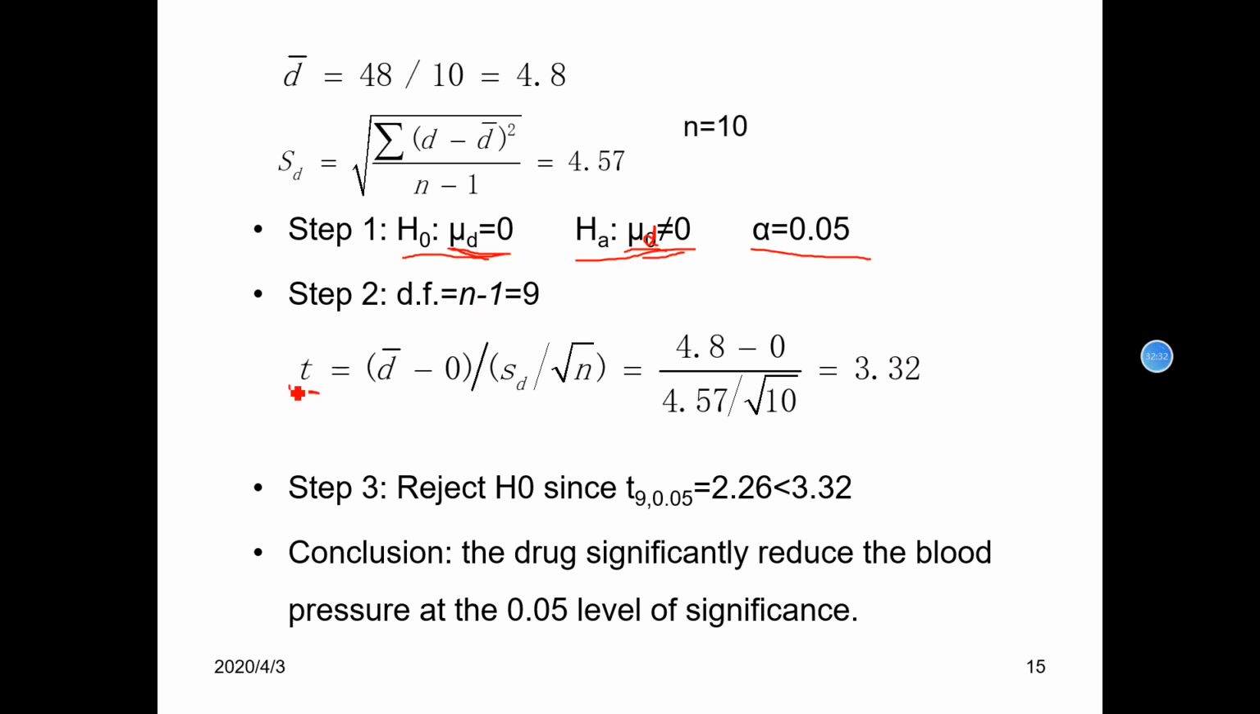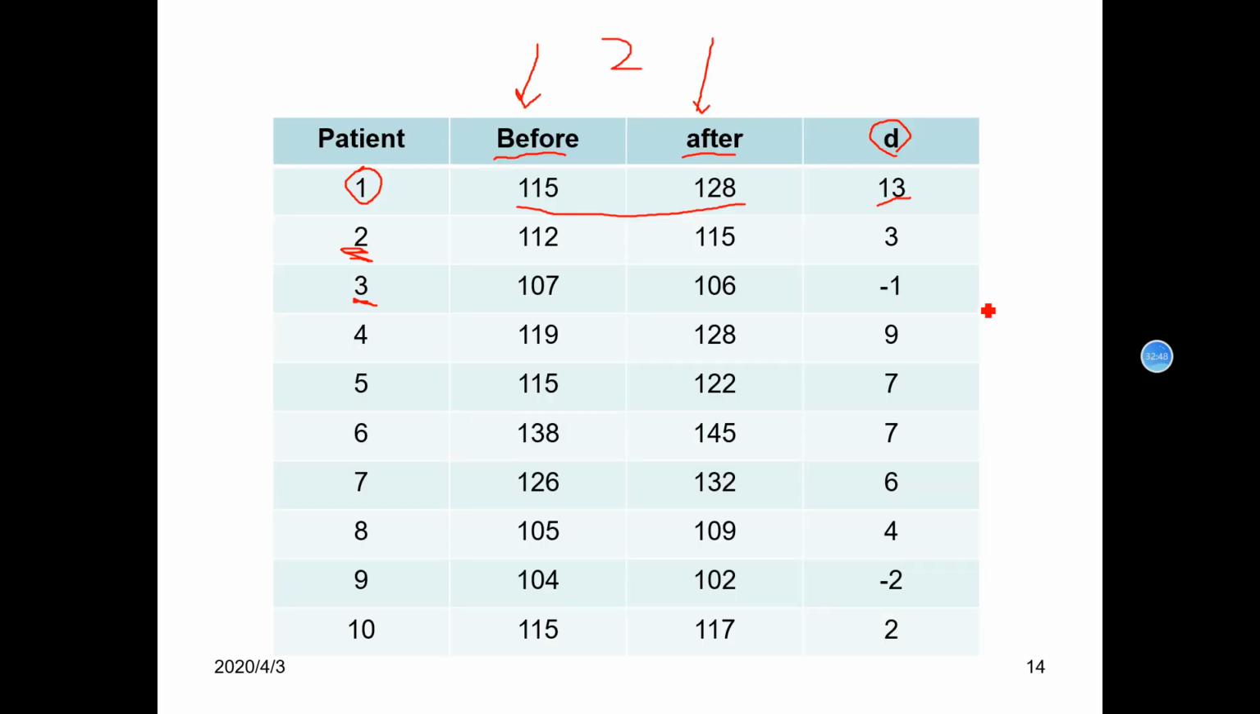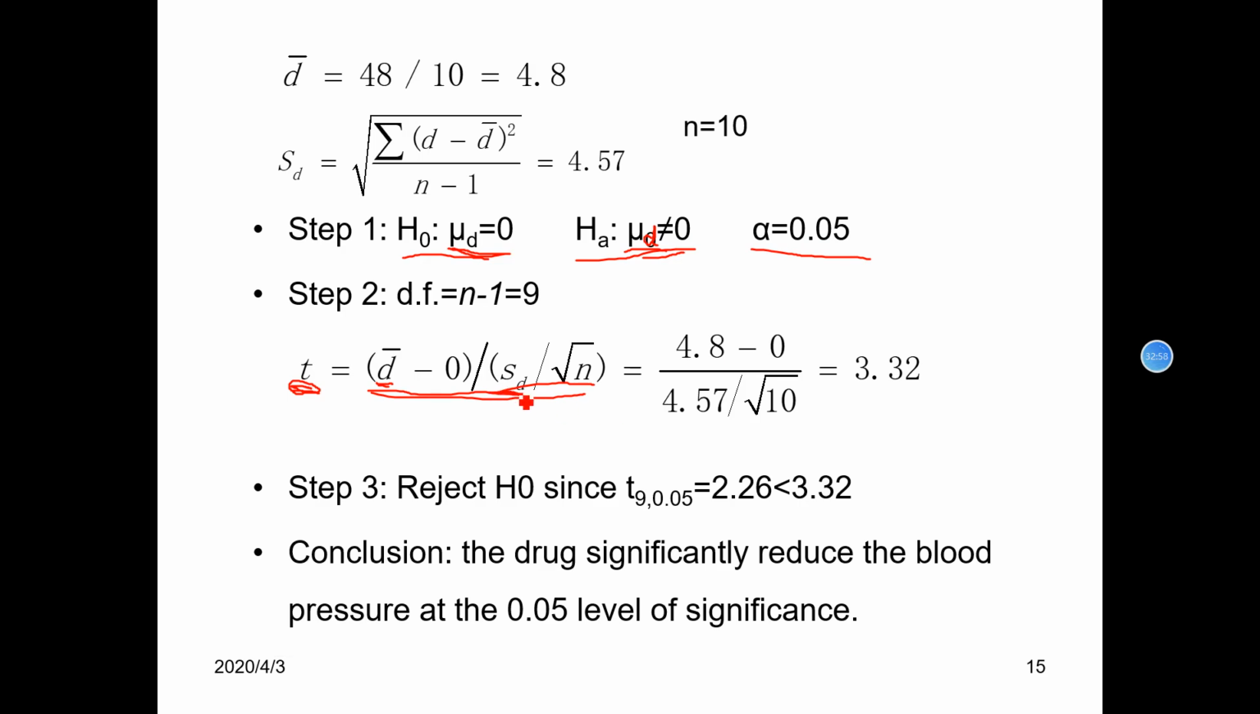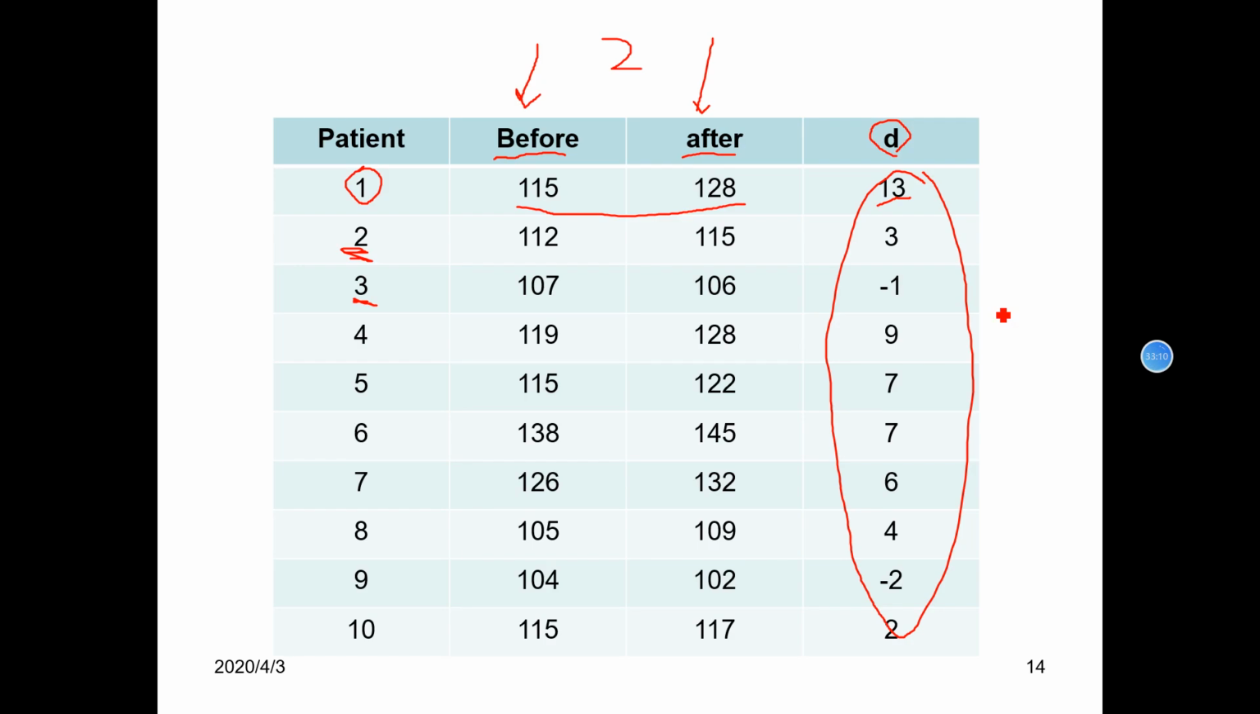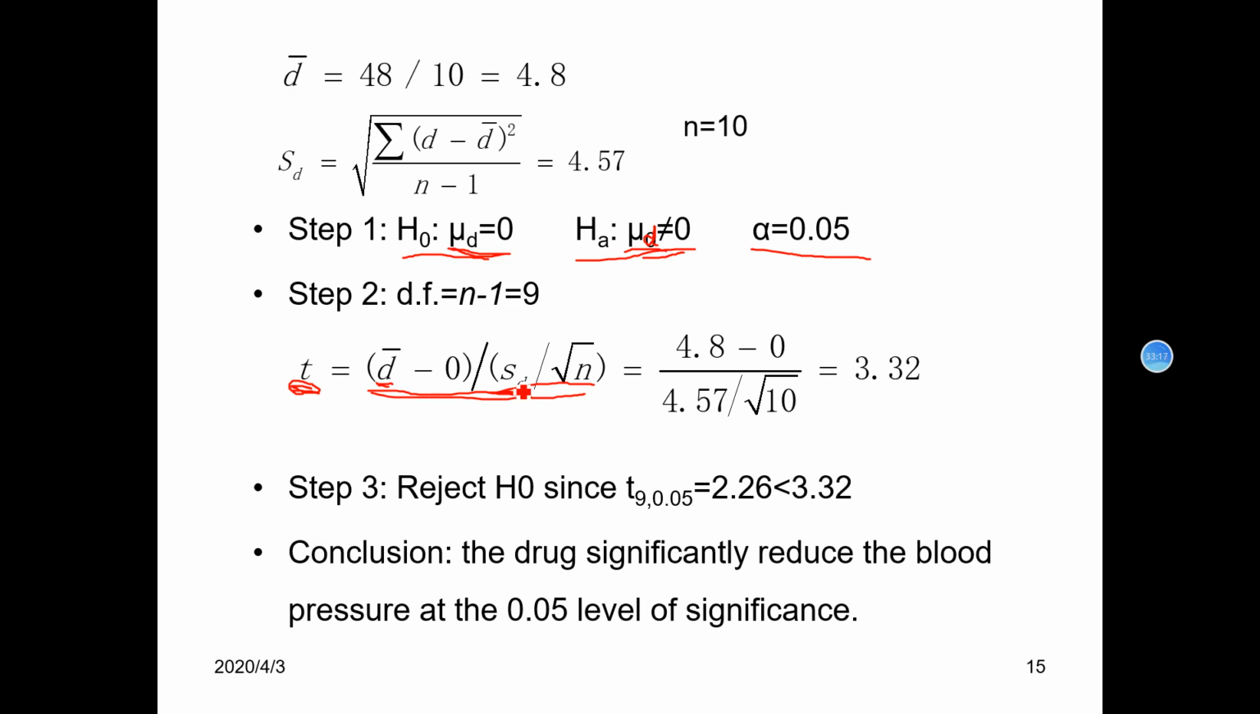In step 2, we need to calculate the test statistic, that is t. We need to calculate it with this formula. And this one, d bar, is the mean of the difference. That means we need to figure out the mean of all of these numbers of difference. And SD is the standard deviation. You have already known how to calculate the standard deviation in practice 1 and practice 2. So we need to use all of these numbers of difference to calculate the SD, the standard deviation.